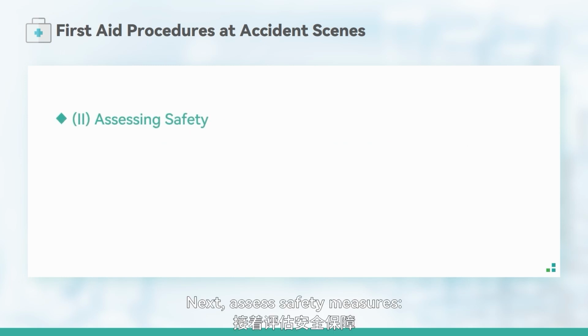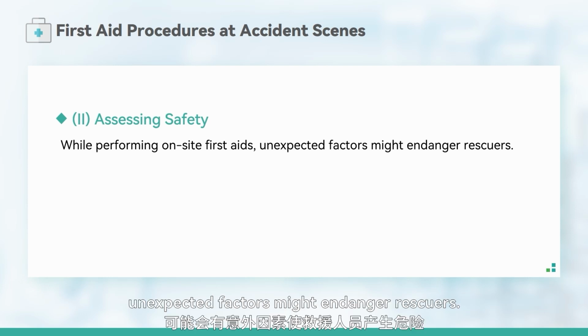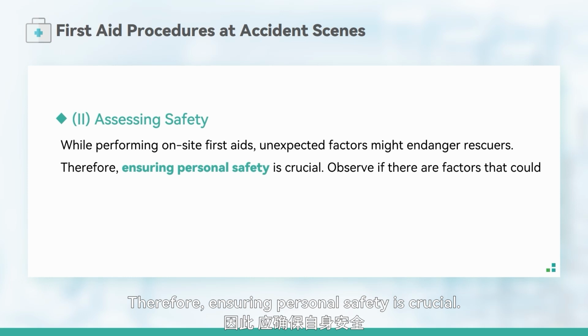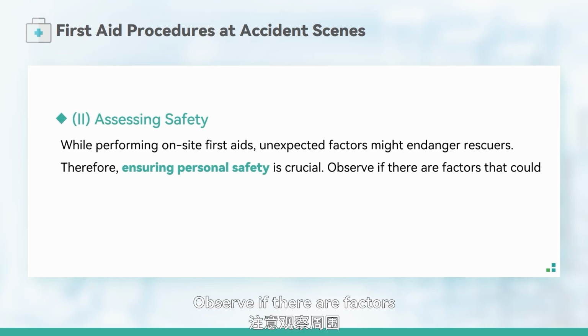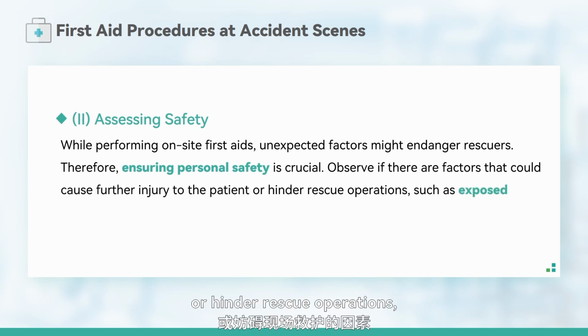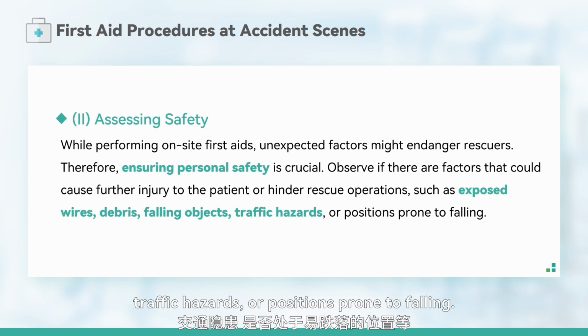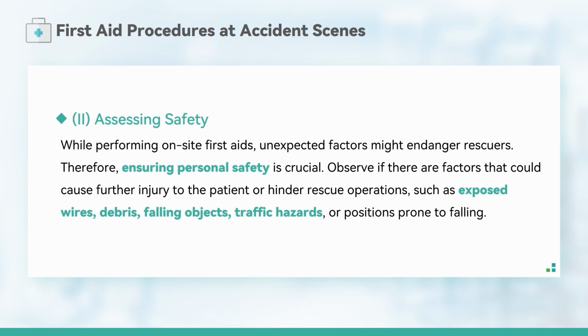Next, assess safety measures. While performing on-site first aid, unexpected factors might endanger rescuers. Therefore, ensuring personal safety is crucial. Observe if there are factors that could cause further injury to the patient or hinder rescue operations, such as exposed wires, debris, falling objects, traffic hazards, or positions prone to falling.